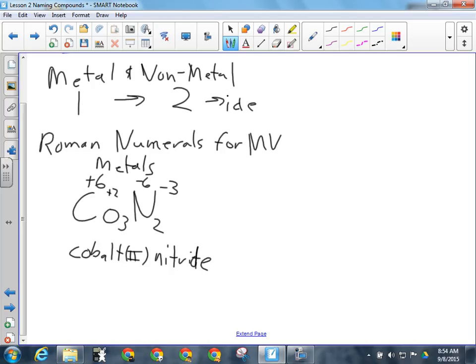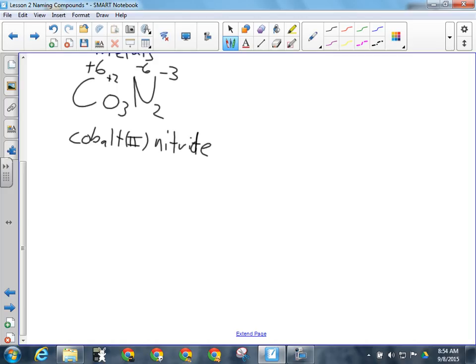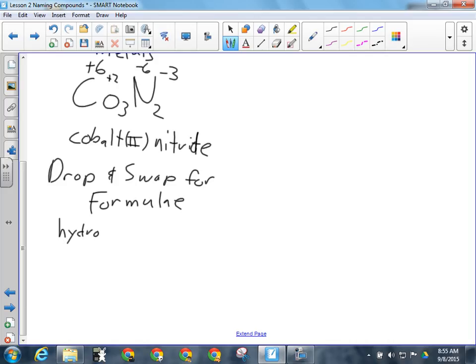Okay, I'm writing the formula. How do I figure out what the numbers should be? I drop and swap. Okay, for the formulae, so let's say example, I've got hydrogen sulfate. Throw in a polyatomic ion on top of that.